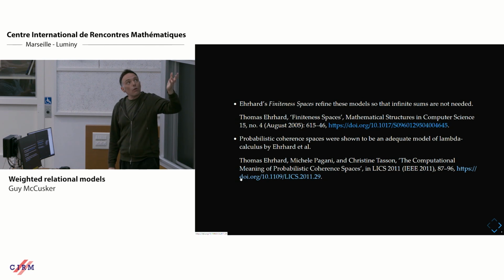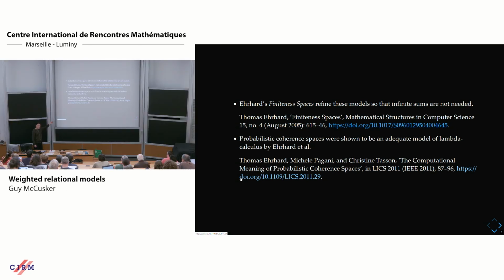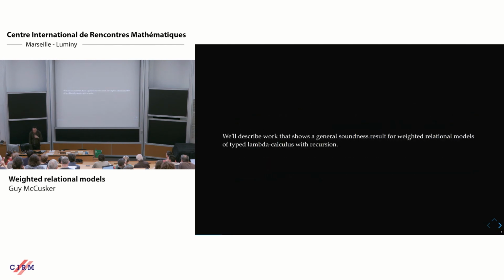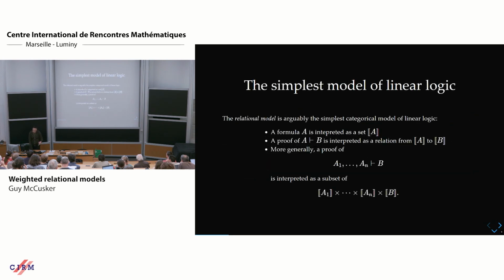Where this really comes from is that the models we have are very similar to what Thomas introduced with finiteness spaces, where he does much more work, and the Curtis spaces work to ensure that infinite sums are not needed. We're going to see that infinite sums are going to be needed throughout what we do. And the probabilistic coherent spaces, which are a refinement of one version of the model that we will present here, were shown to be an adequate model of lambda calculus, again by Thomas. And there's another piece of work that comes after, which is possibly the most remarkable result in semantics that I know about, really. But that's for Christine to tell you about.